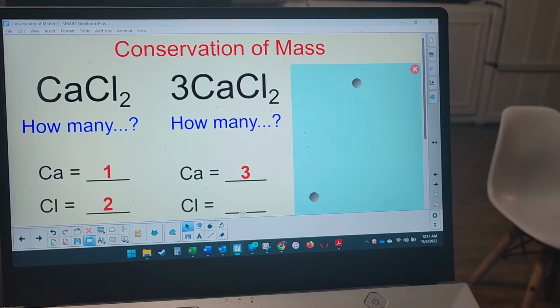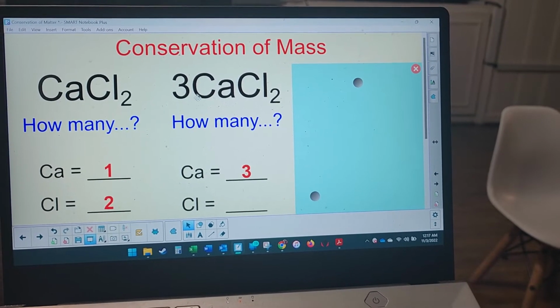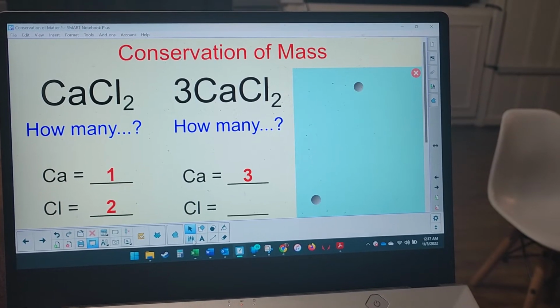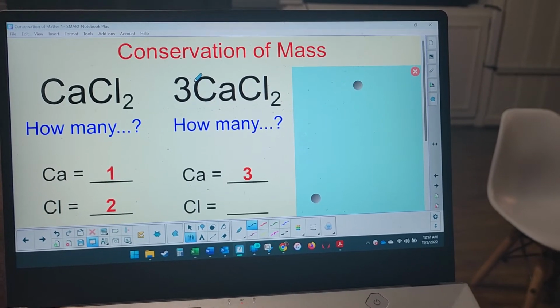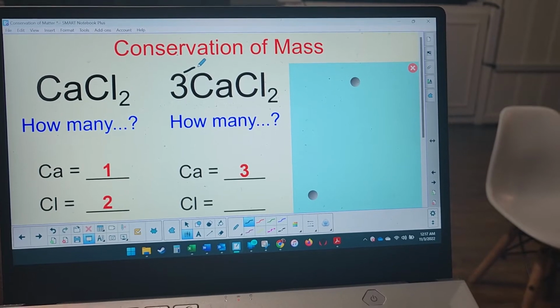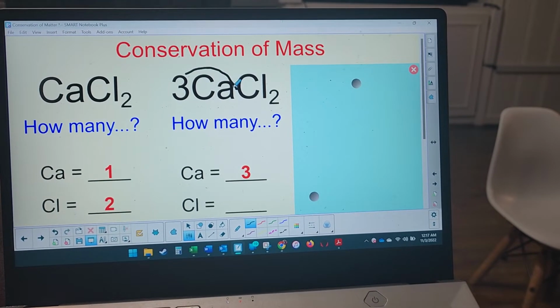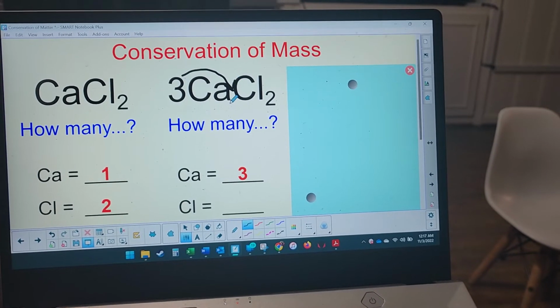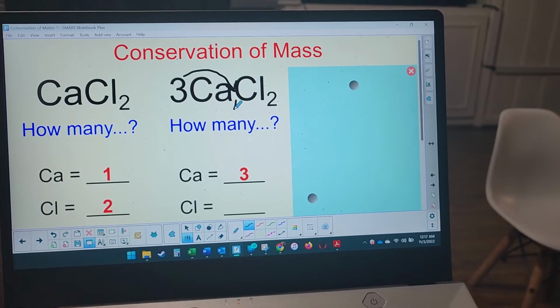And how many Cl's are there? Well, take this number. Think distributive. I'm going to try to use the pen here. It's probably not going to work too much. I often think about using the distributive property, or whatever they call it these days. What I mean by that is we're going to multiply 3 times 1. There's a 1 behind the calcium, and that gives me 3.